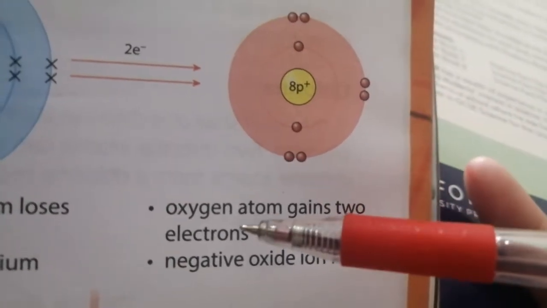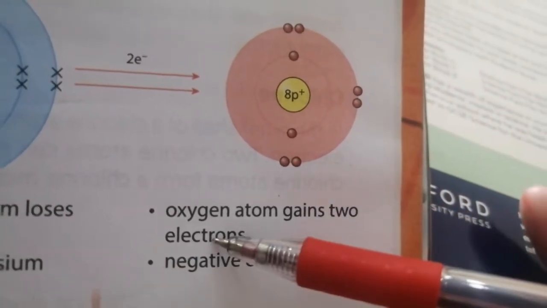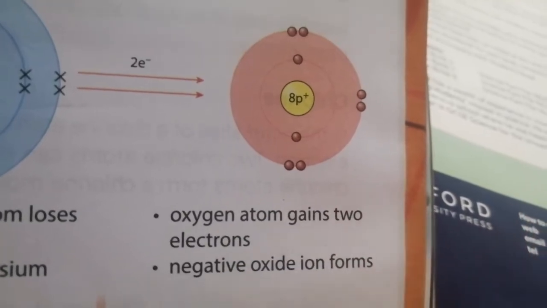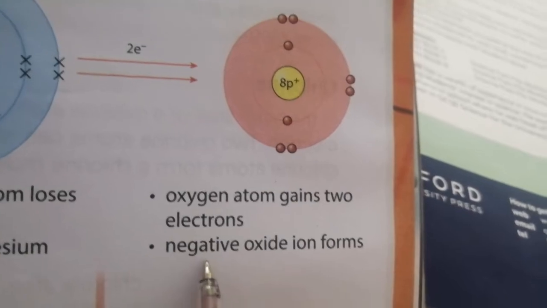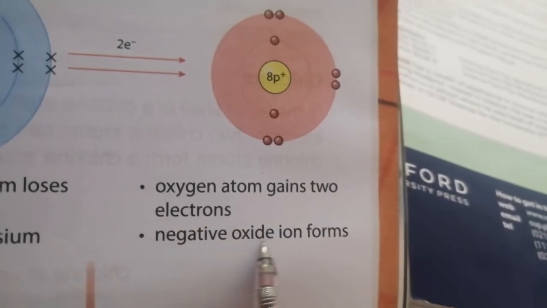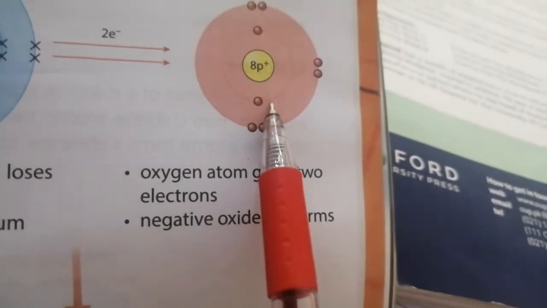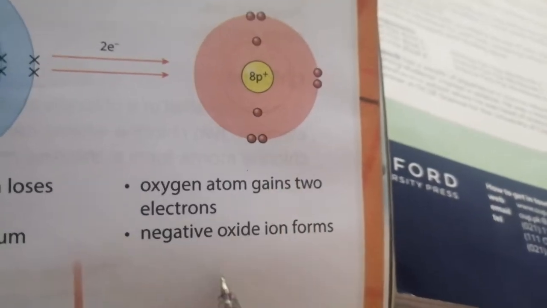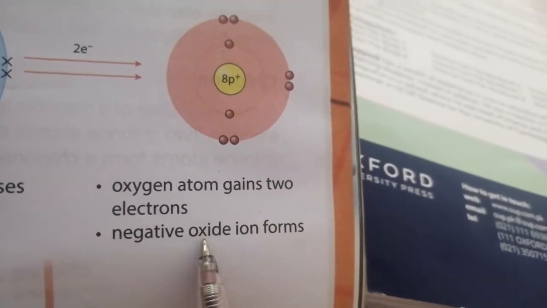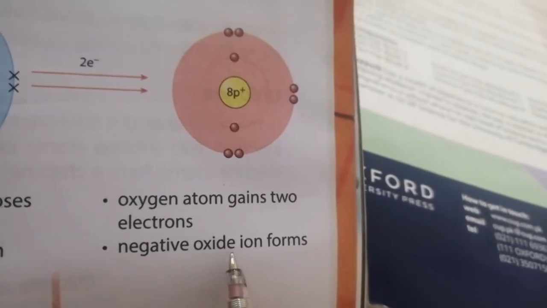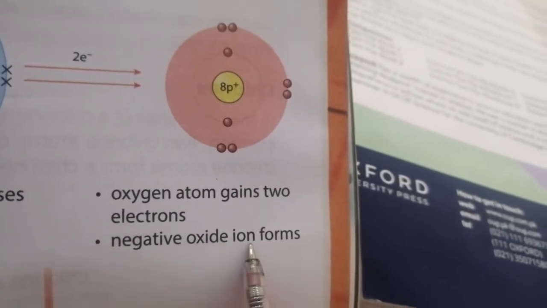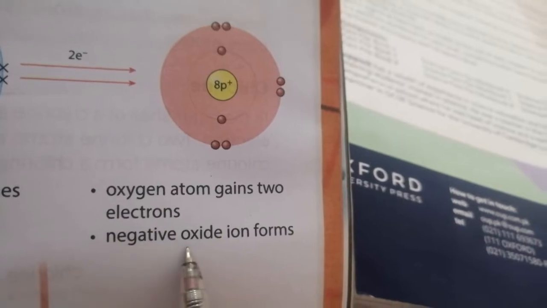So the oxygen atom gains 2 electrons. By gaining electrons, the oxygen atom acquires a negative charge, and now it is no more an oxygen atom. The terminology will also change. Now it is called an oxide ion, because it is no more an atom, it becomes an ion. That's why it is called the negative oxide ion.